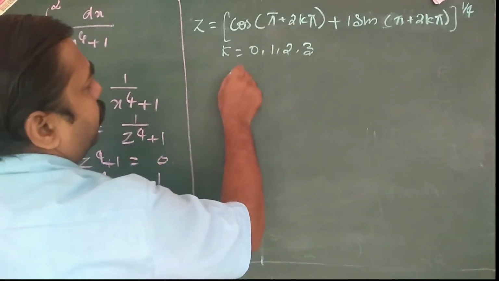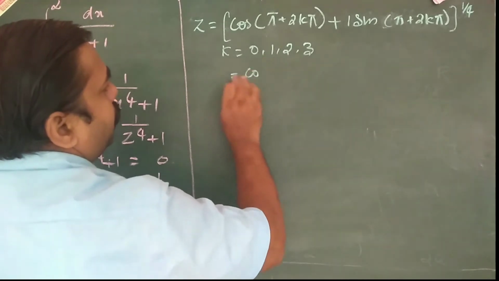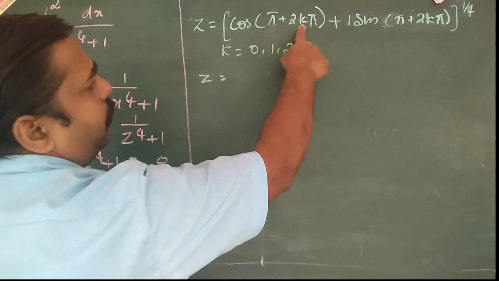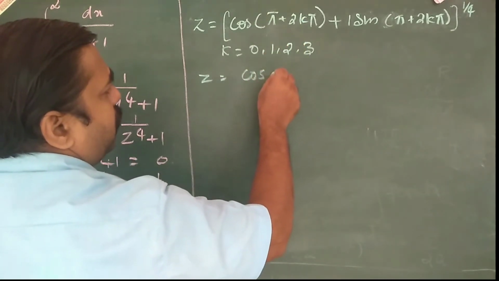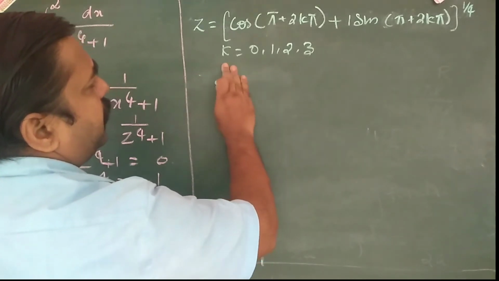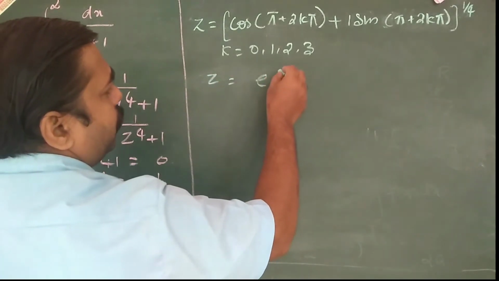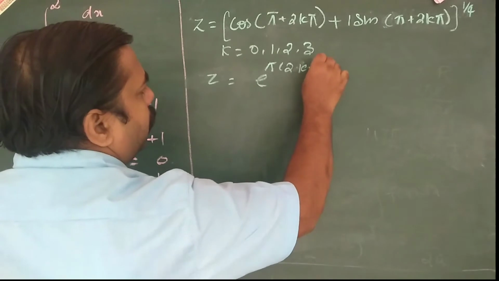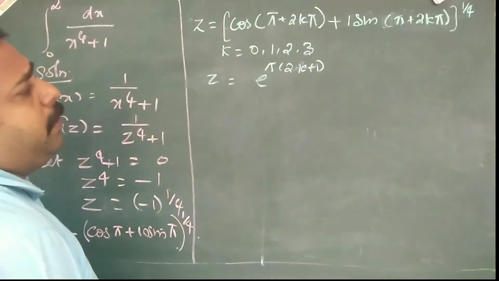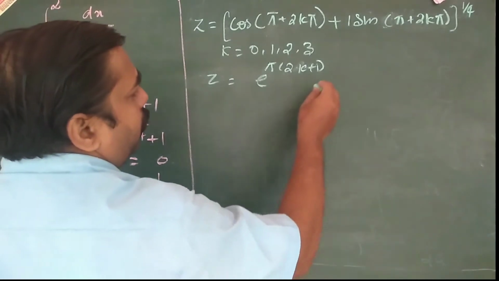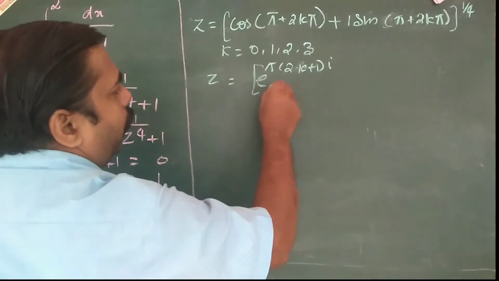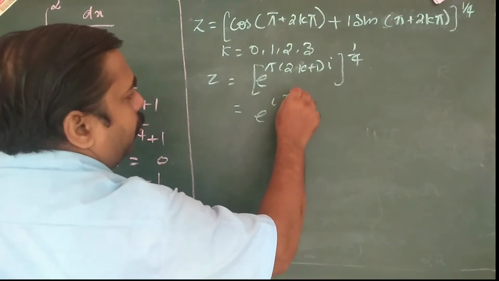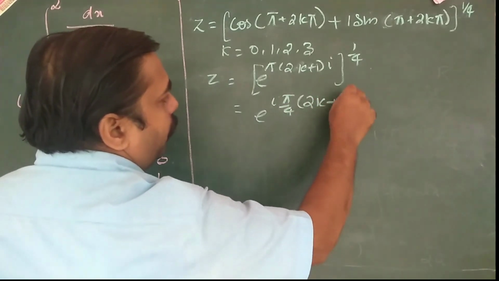So this is equal to what? We can simplify: z is equal to, if you put k equal to 0, what is the value? We can write this as e raised to pi into 2k plus 1 i, whole power 1 by 4. So that is e power i pi by 4 into 2k plus 1.